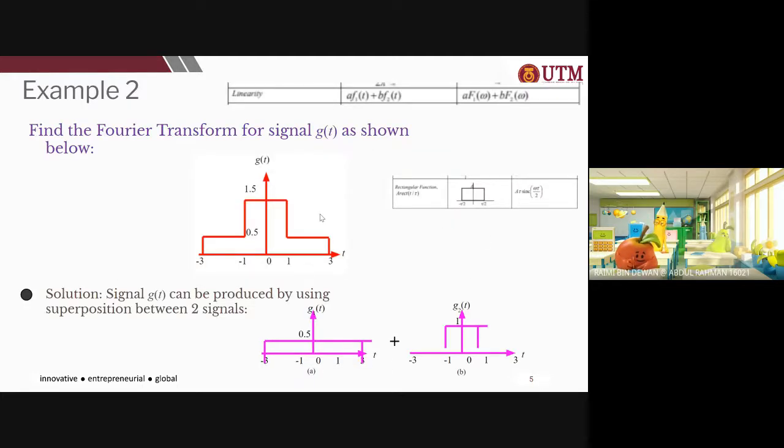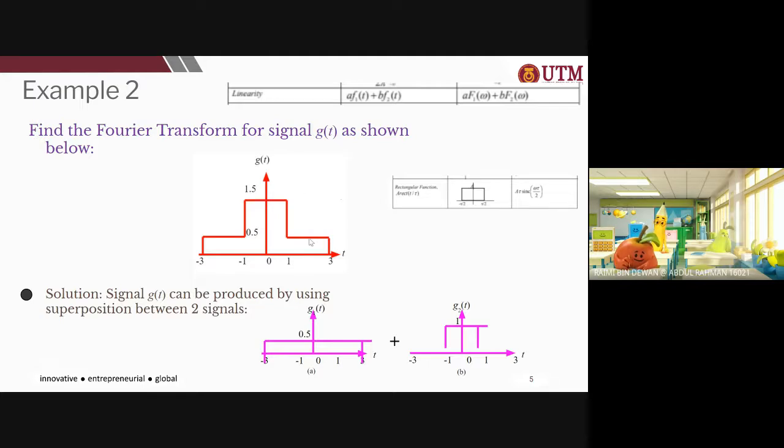So first, go to example 2. You can see that this linearity is here. I put it here so that it is easy, otherwise I keep referring to our table while I'm teaching. Find the Fourier transform for the signal g(t) as shown. You are given this signal, and you cannot find it directly from the table, but you know it consists of several basic shapes that are introduced in the table.